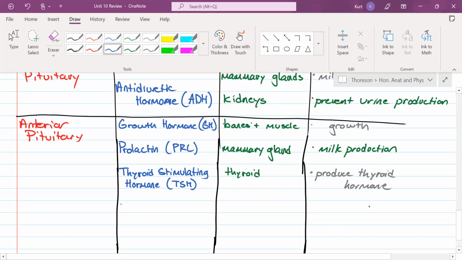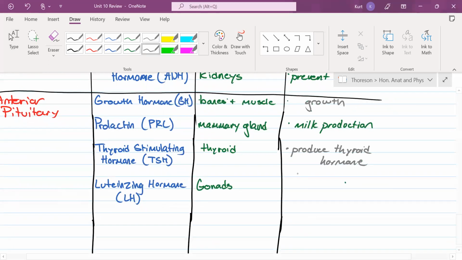Okay, next one. Luteinizing hormone. Its targets. Gonads. What are the gonads? Testes and ovaries. Its purpose is to stimulate production of gonadal hormones. What is the male gonadal hormone? Testosterone. What is the female gonadal hormone?